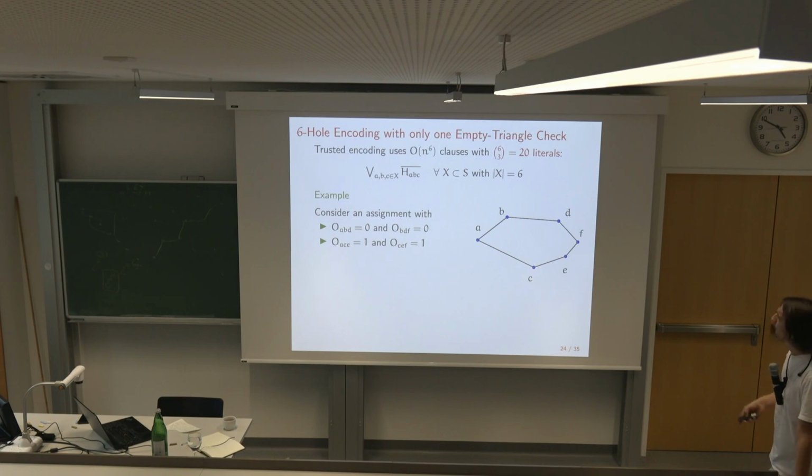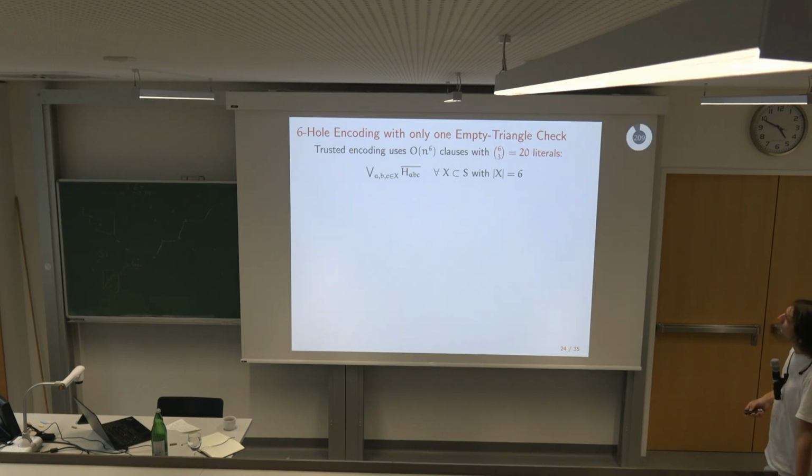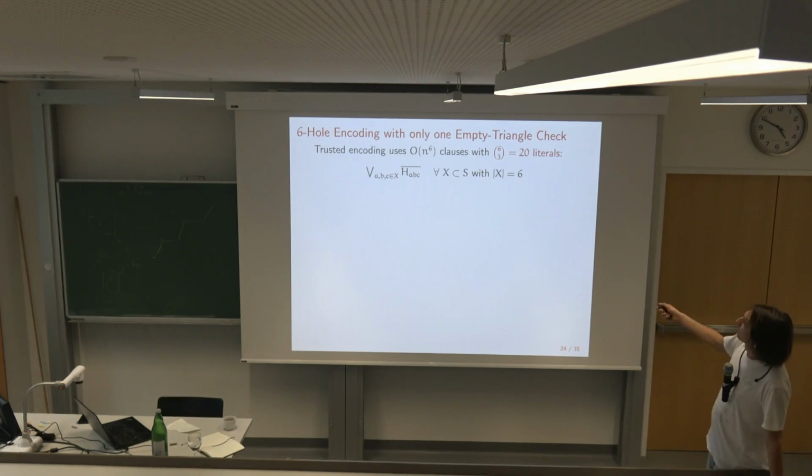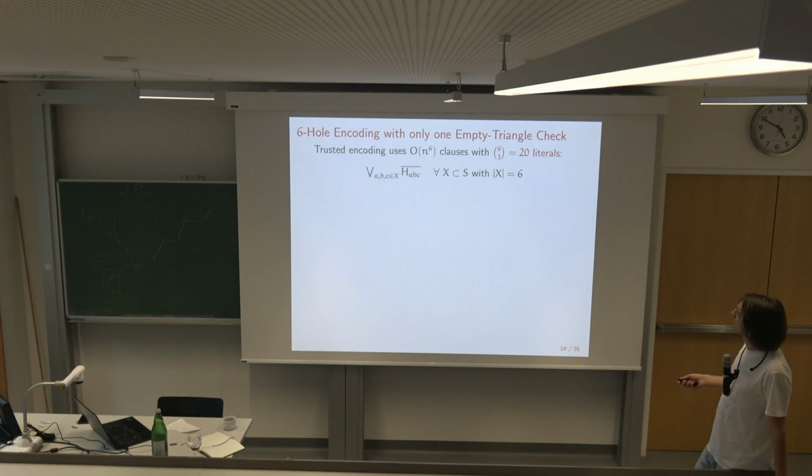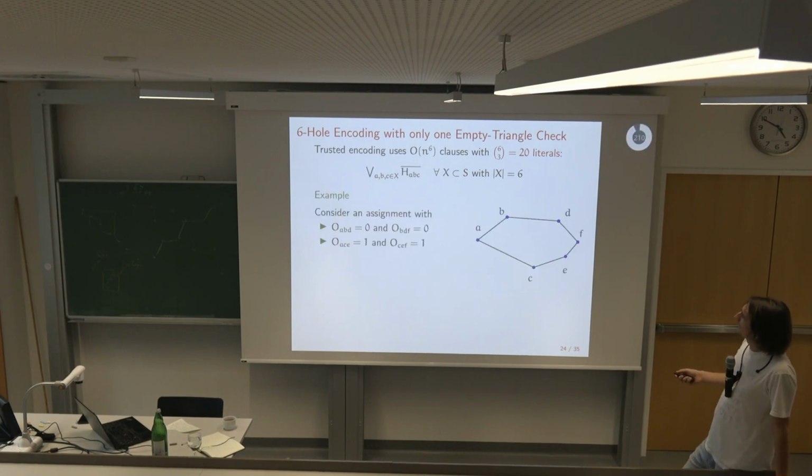So this is the first encoding. You can run it. And to make this encoding a little bit better, we try to reduce those factors. And spoiler, we will get down to n to the 4. And this was one of the key things for making this work. And how do we get down?